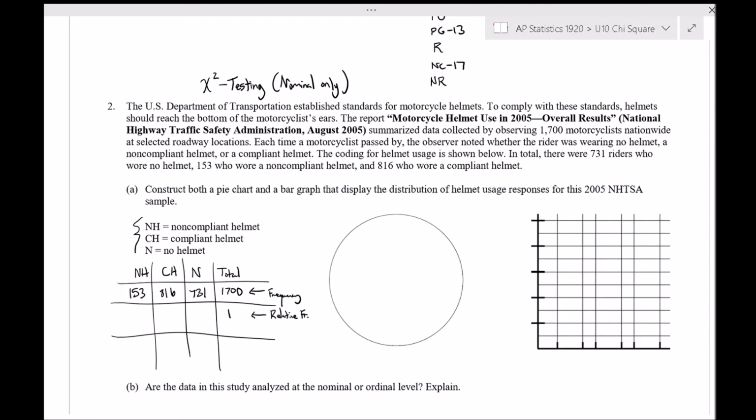On the side I have a calculator. I'm not showing what I'm actually typing in because I have my physical calculator. 153 divided by 1,700 is 0.09 in the non-compliant helmet category. In the compliant helmet category, 816 over 1,700 is 0.48. And those that wore no helmet, 731 divided by 1,700, is 0.43. Those are the proportions for each category. So pretty straightforward. Now I have to make a pie chart and then a bar graph.